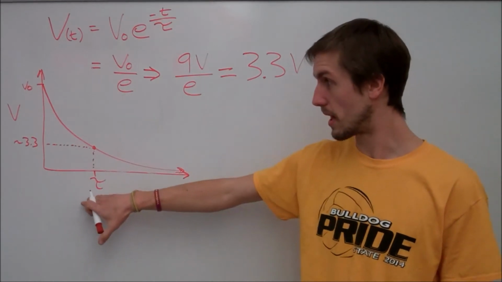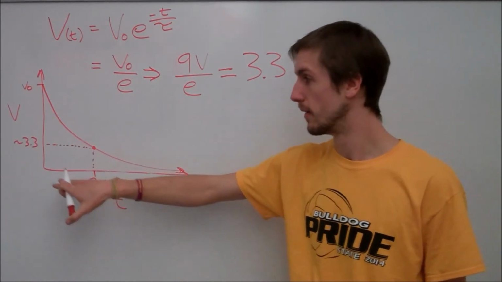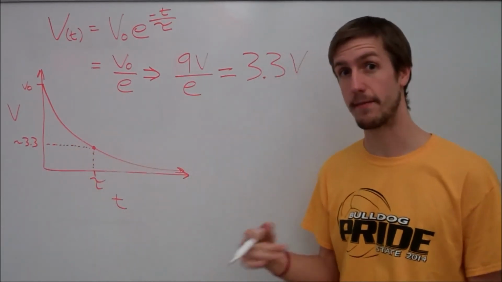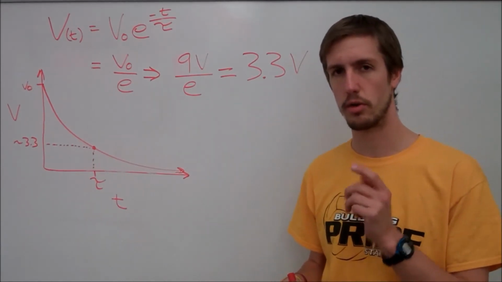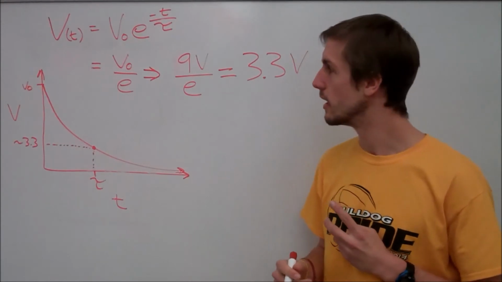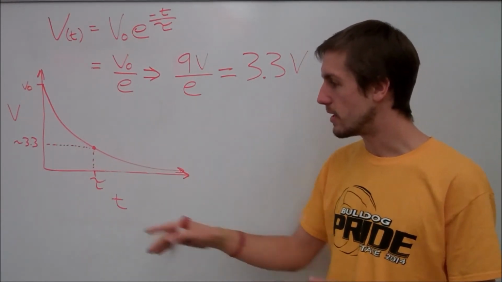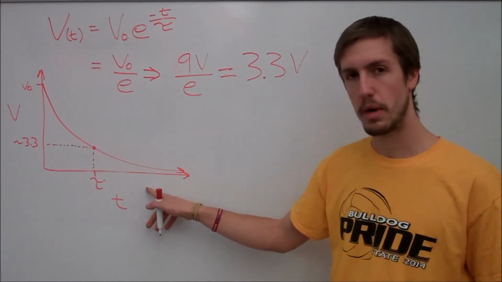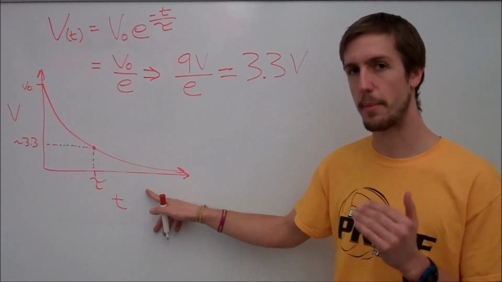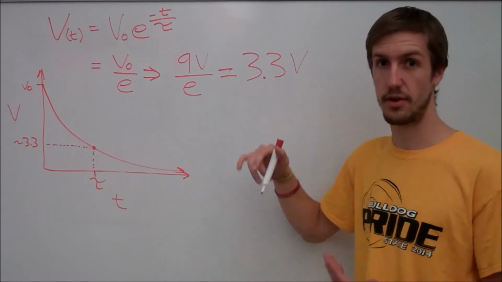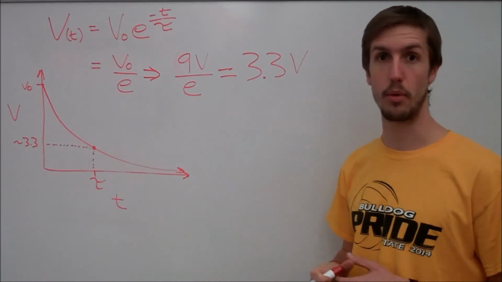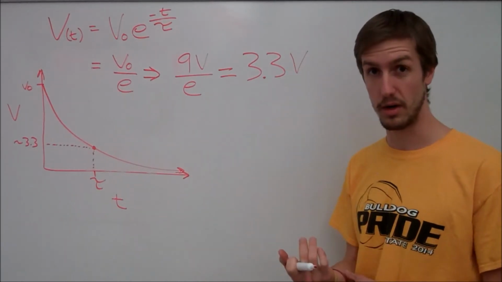So as my time gets to a value of tau, I should have about 3.3 volts if I started off with 9 volts. Then again, let's suppose I went to 2 times my time constant, right? If I doubled this value, my voltage would drop by about 37% of what it was initially, and 37% of 3.3 should be somewhere about 1.2.